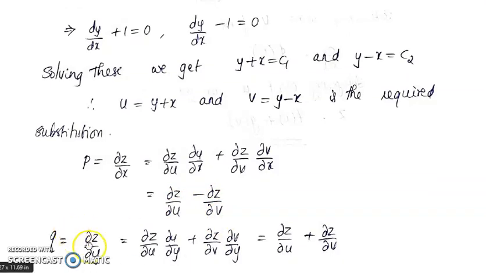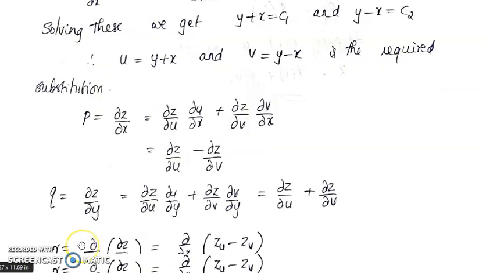Now Q is dou z by dou y. By chain rule I can write it as dou z by dou u into dou u by dou y plus dou z by dou v into dou v by dou y. So dou u by dou y is 1 and dou v by dou y is 1. So you will get dou z by dou u plus dou z by dou v. So that is P and Q.